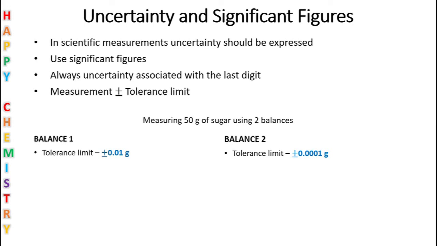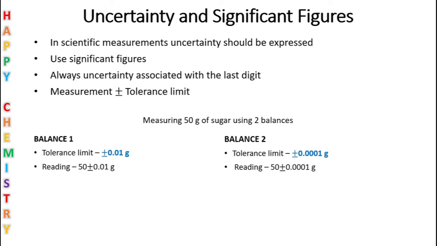So how can we express the measurement with uncertainty? It is, for balance number 1, 50 plus or minus 0.01 gram, and for balance number 2, 50 plus or minus 0.0001 gram. If you look at it in terms of significant figures, this representation is not accurate.